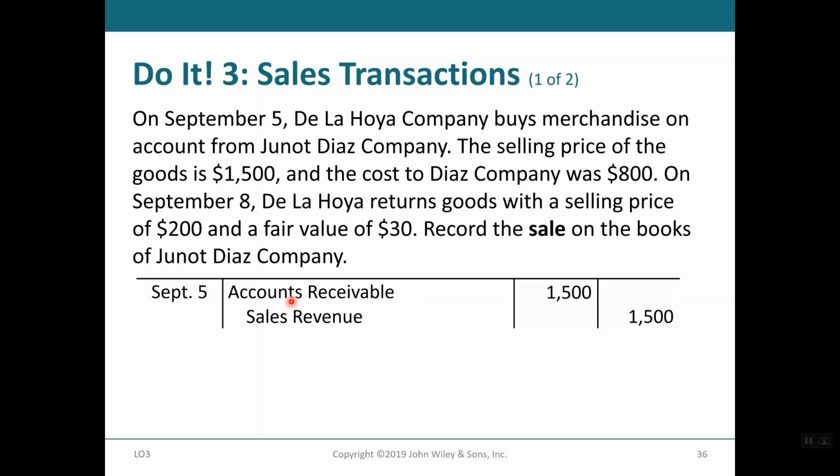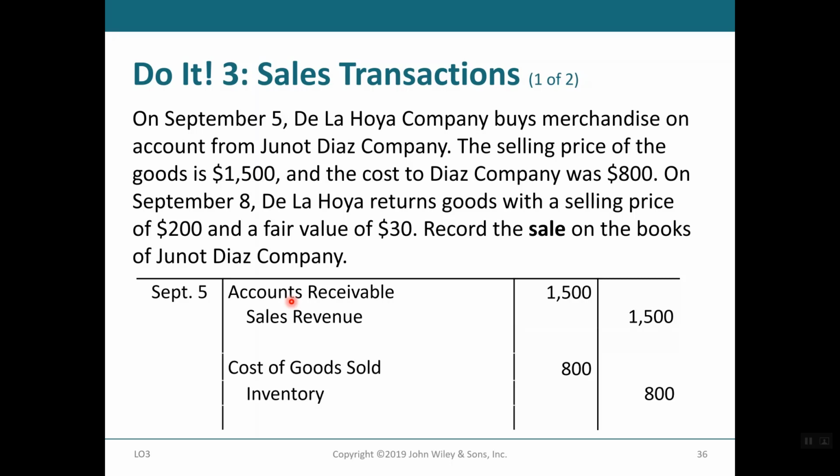All right, so like we did before, we have the accounts receivable 1,005 and the sales revenue 1,500. That's just, it was bought on account, they didn't pay. Again, we have two different sets of records to do.